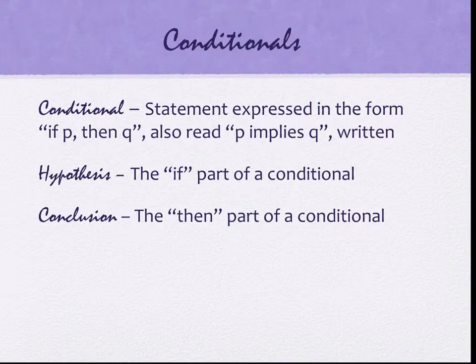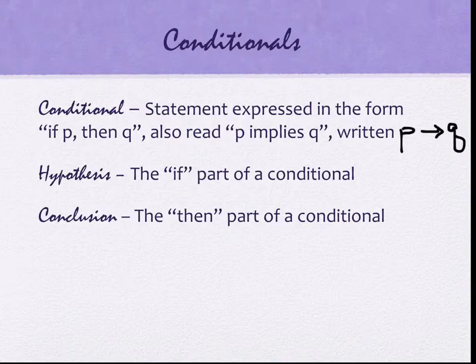Conditionals are statements expressed in the form if P then Q. Also sometimes read P implies Q. And the way that we write that is we write P with an arrow and then Q. So that arrow means implies, or that arrow means then this follows. This is what happens next.